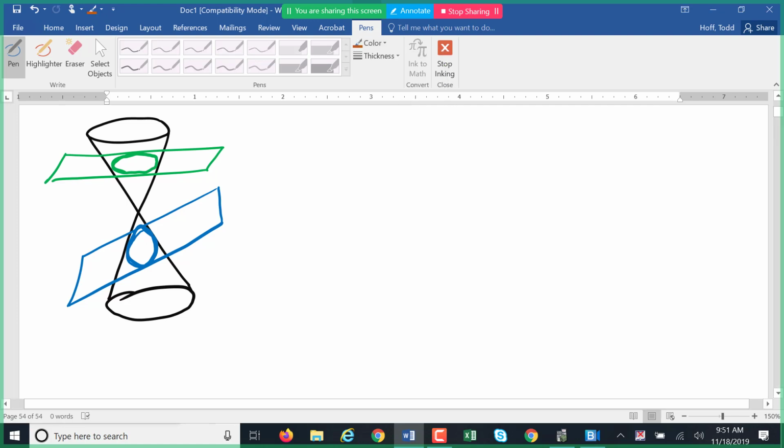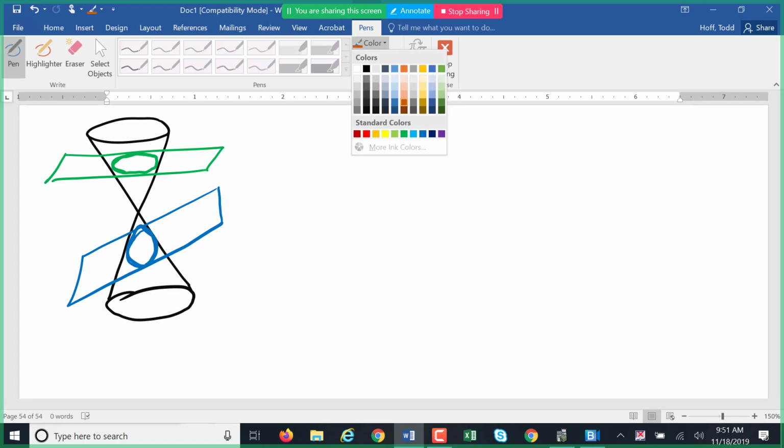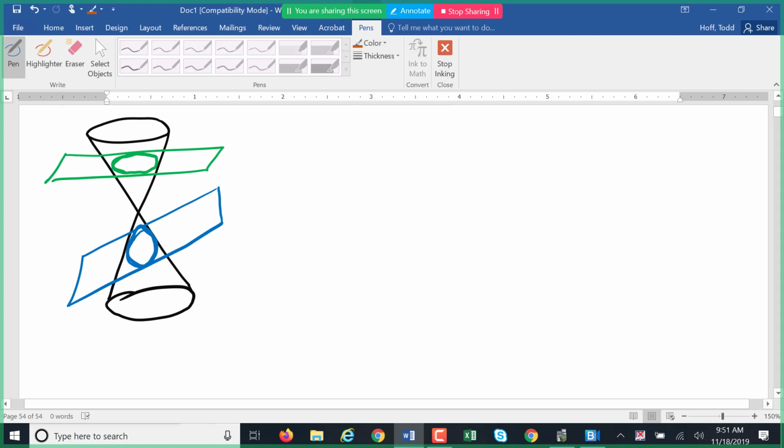We've talked about parabolas. A parabola is created by a plane that's parallel to one of the sides of the cones. So the plane might come in like this, parallel to this side of the cone. So it only intersects the cone at a certain edge. That creates the parabola where that plane intersects it.